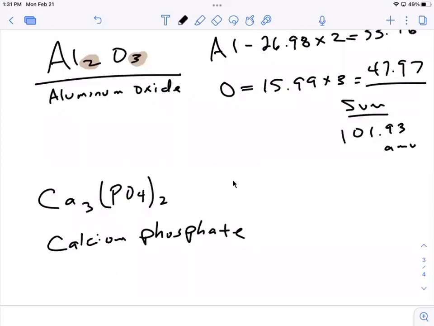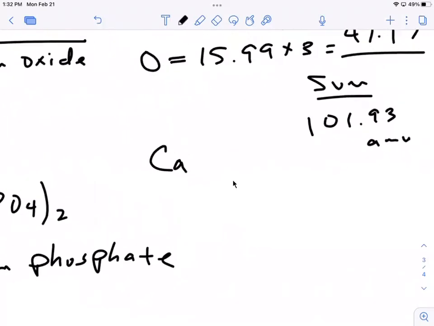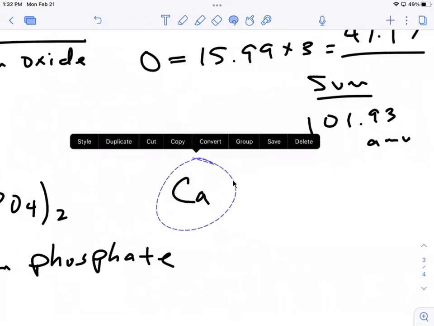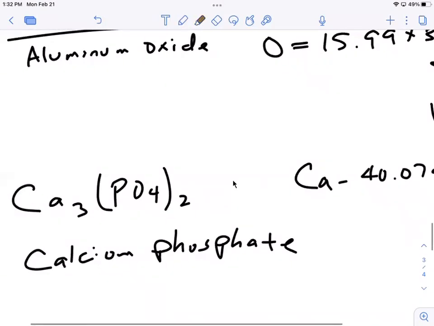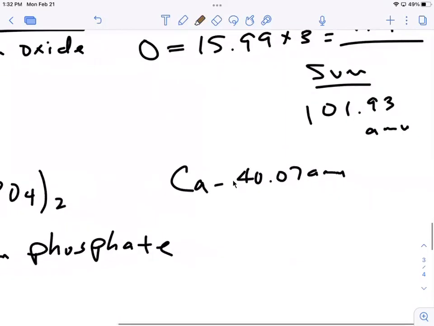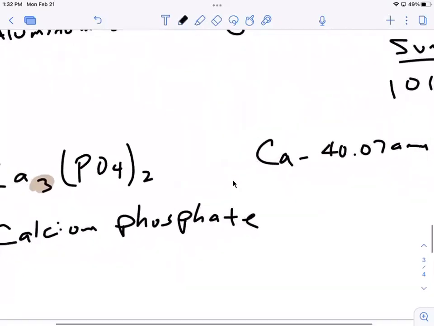All right. So here we have calcium, and what's the atomic mass for calcium on the periodic table? Anybody got it? 40.07. 40.07 AMU, and then we got 3 of them over here. All right, so we're going to multiply that by 3. I'll slide all this over to make room. What about phosphorus?